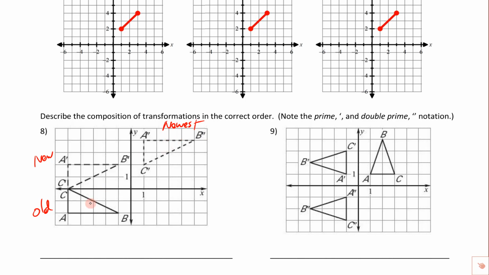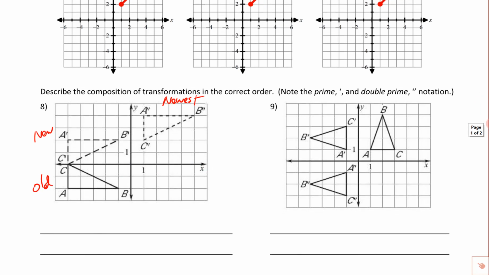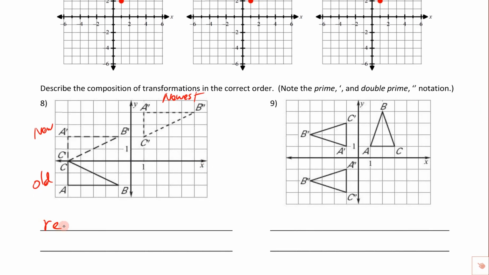So let's see if we can tell what happened here. So this is the old one, and then they took this and created A prime, B prime, C prime. So what they did is a reflection. They did a mirror image across the x-axis. So let's write that down. That is a reflection. So the first thing is a reflection across the x-axis. Now, we don't have to write the rules for this or anything like that, so that's kind of good. So the first thing they did is they reflected it across the x-axis.